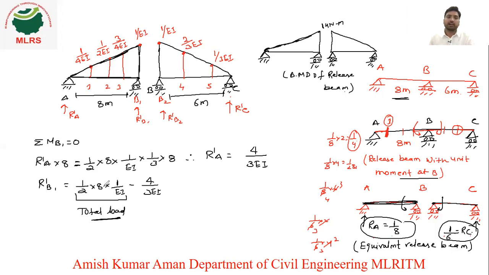So total load is half into 8 into EI. This is your total load, right? So half into 8 means this will be 4. So 4 by EI. So let's take this is your AB span AB1, and the total load is here acting, let's say 4 upon EI. And now we have this value, right? For RA value, we have 4 upon 3 EI. So what will be this RB1 value? RB1 value will be total load minus this RA reaction, right?